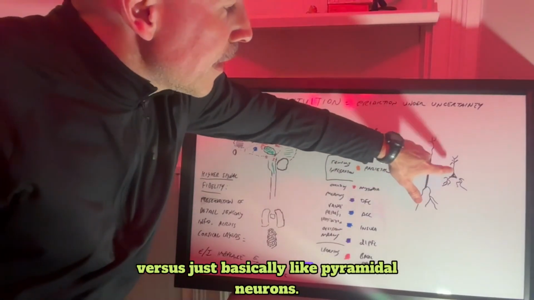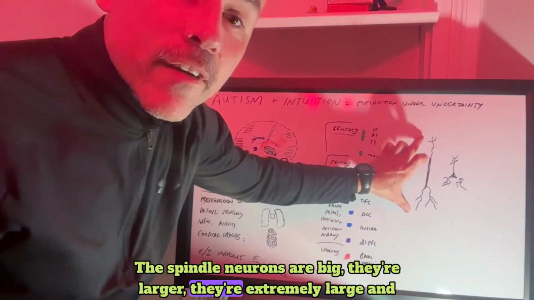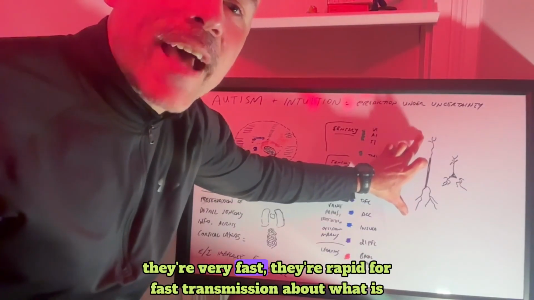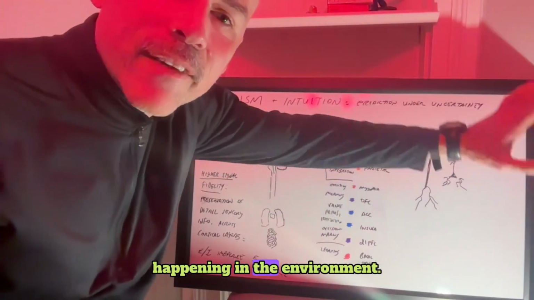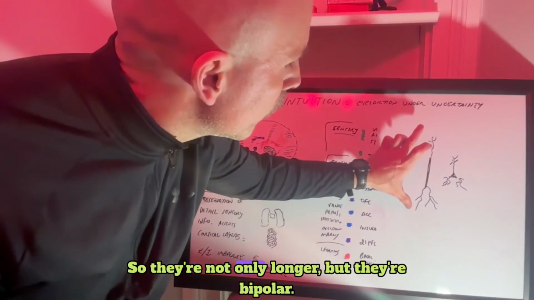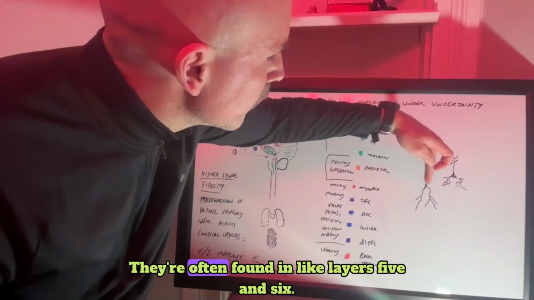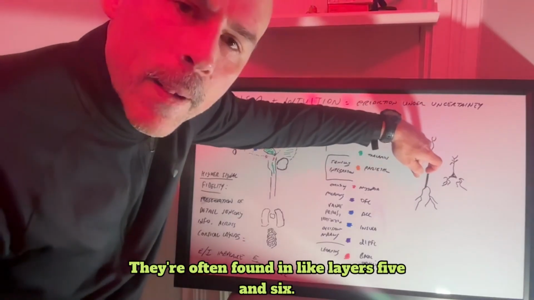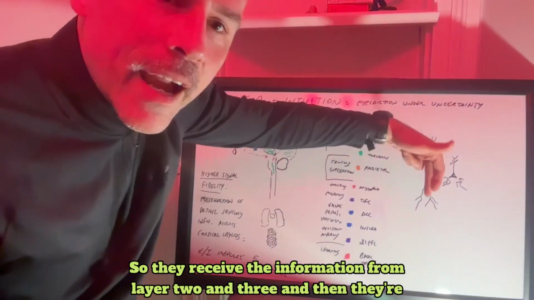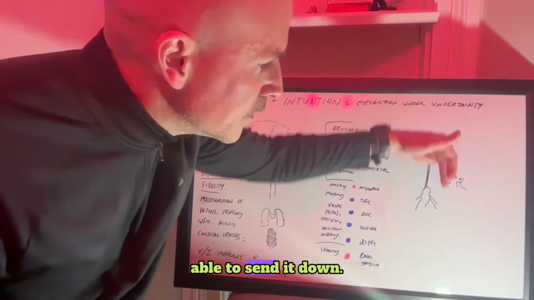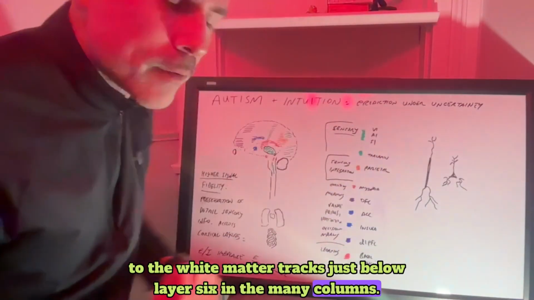Spindle neurons versus just basic pyramidal neurons. The spindle neurons are big, they're larger, they're extremely large, and they're very fast, they're rapid for fast transmission about what is happening in the environment. So they're not only longer, but they're bipolar. They don't have very many connections. They're often found in layers 5 and 6. So they receive the information from layers 2 and 3, and then they're able to send it down to the white matter tracts just below layer 6 in the mini columns.